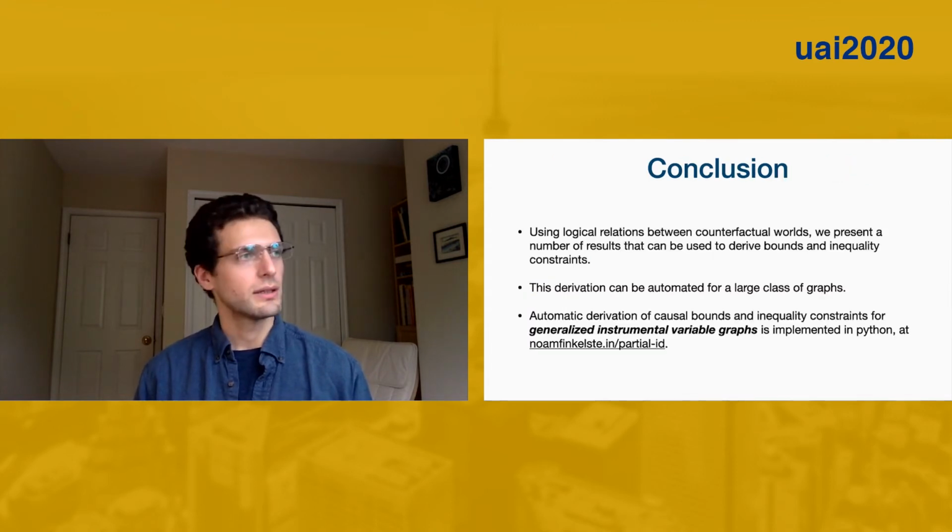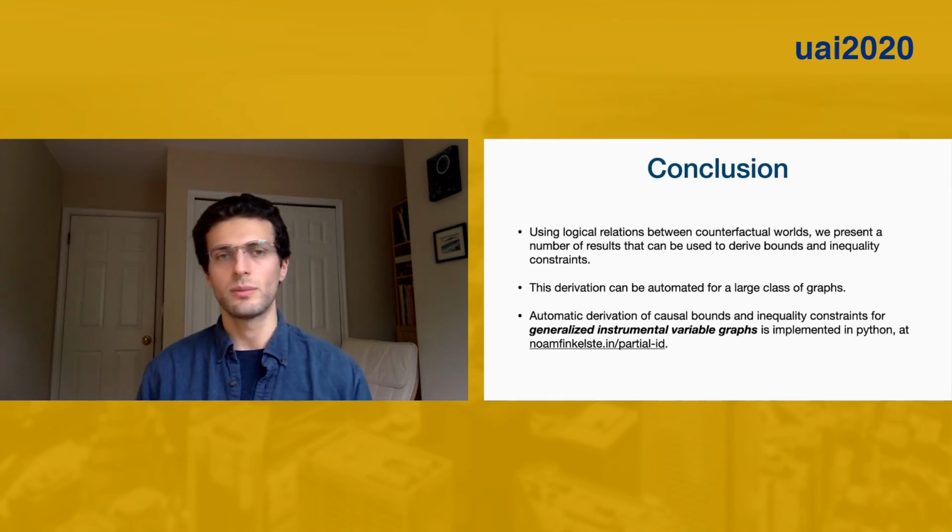So in conclusion, we show how reasoning about the relationships of hypothetical worlds can be used to derive bounds and inequality constraints. These derivations can often be automated, and we have publicly available software to produce these bounds for graphical models.